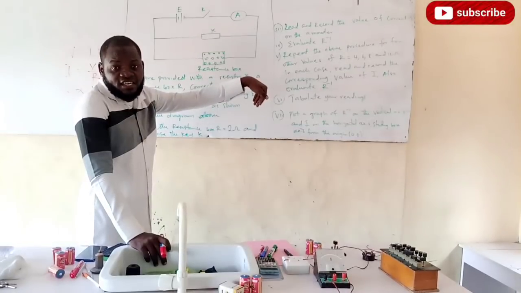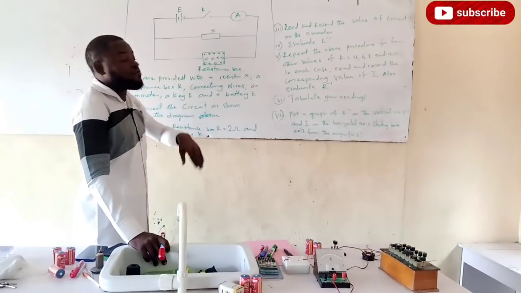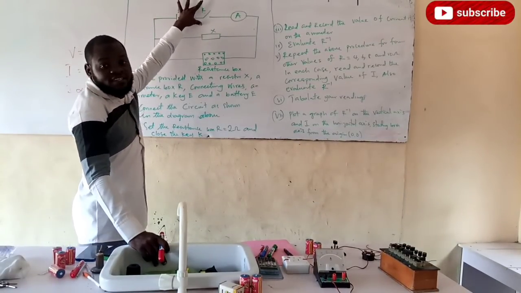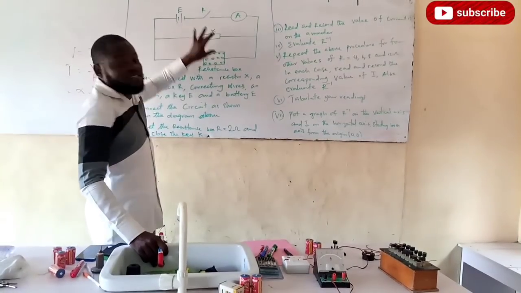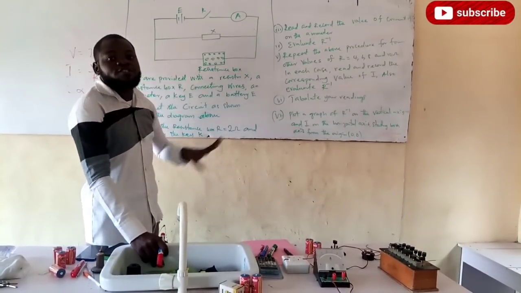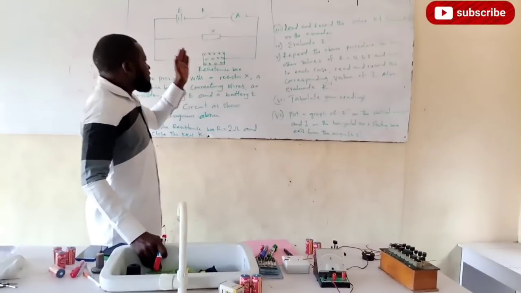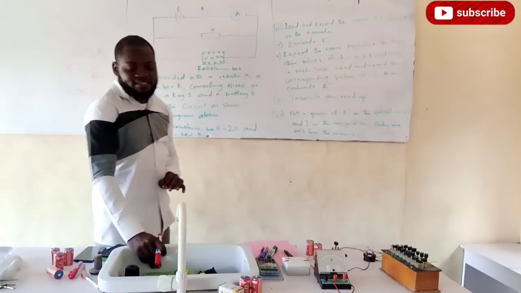When you say branch in a circuit, branch means a load in a circuit. Like this is a cell, it's a branch. This is a key, it's a branch. This is ammeter, it is a branch. This is resistor, it's a branch. This is the resistance box, it's also what? A branch. Now, let's go on to set up the apparatus as we have it like this now, okay?